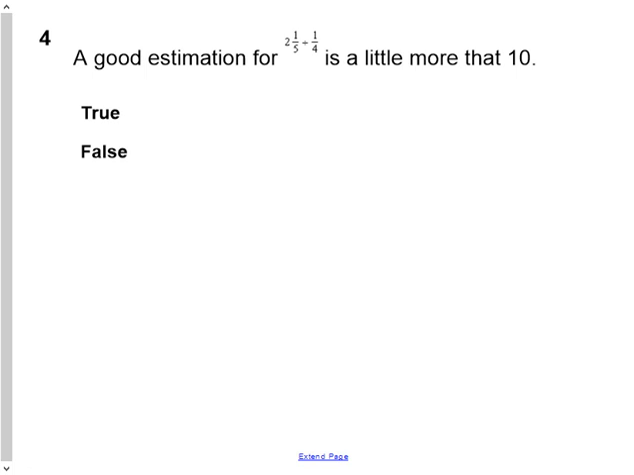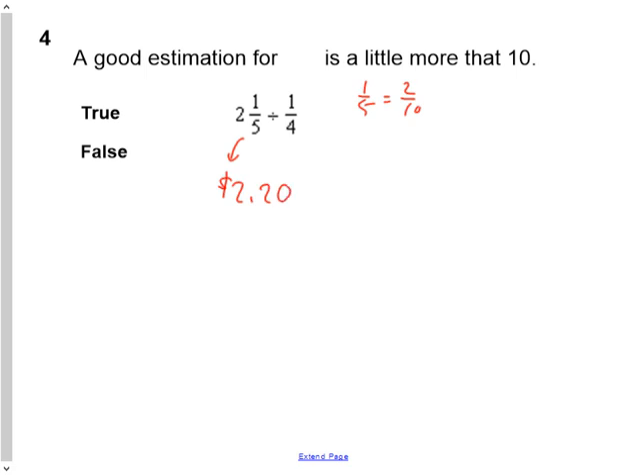Question 4, a good estimation for this. Now, here's how I do this. And on your test, I don't think I'm going to ask one of these questions, but we'll see anyway. Think about money. So 2 and 1/5, if I thought about money, would be $2 and 1/5 of a dollar. And 1/5 of a dollar is 2/10, which would be 20 cents.